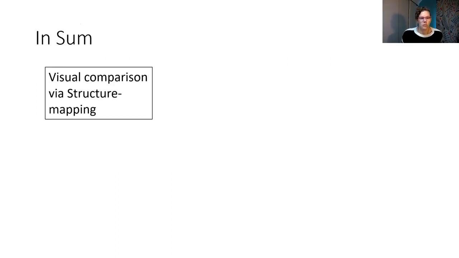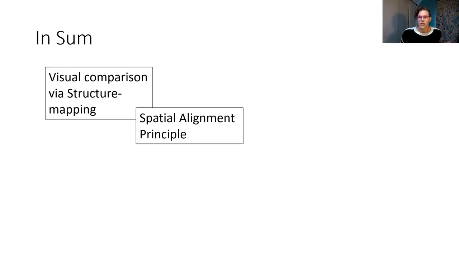So just, where am I? To sum up the talk so far, we've argued that visual comparison is done via a process of structure mapping. Using this perspective, we derive certain predictions and principles from structure mapping, like the spatial alignment principle, and thinking about these can potentially give us some insights on what we can do to improve learning in education.